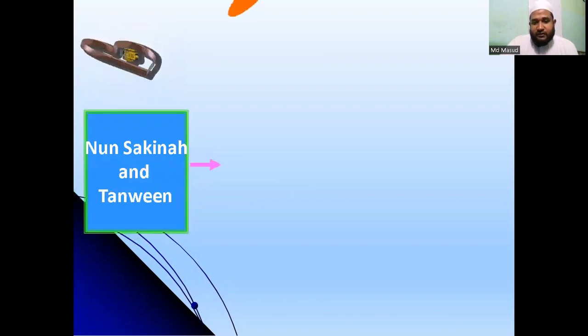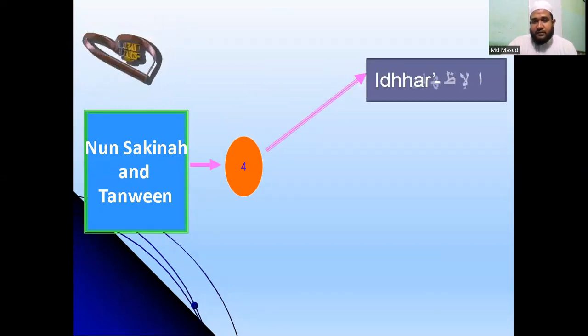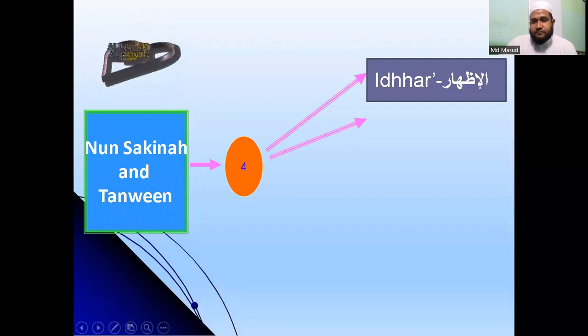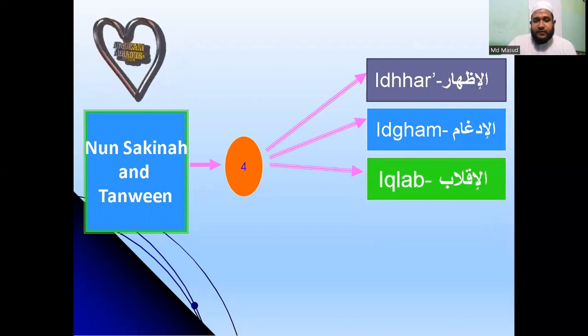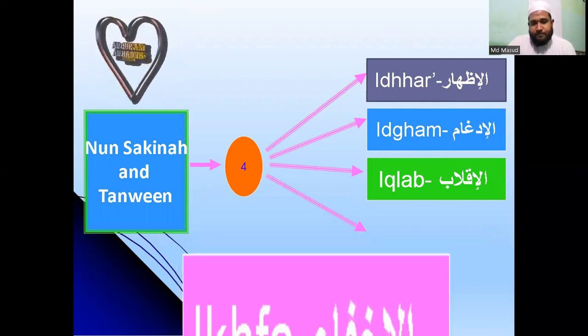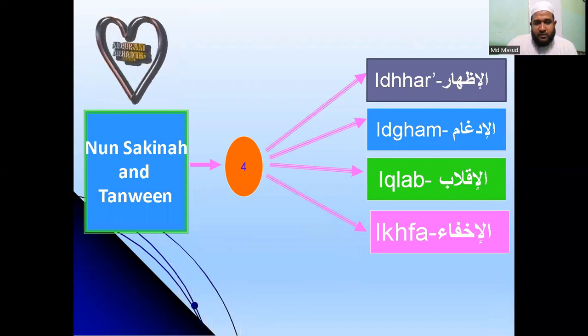Now Noon Sakin and Tanween are pronounced in 4 ways. And these 4 ways are, the first one is izhar. The second one is idgham. The third one is iqlab. And the last and fourth type is ikhfa. So in the next slides, we will learn about these 4 types.